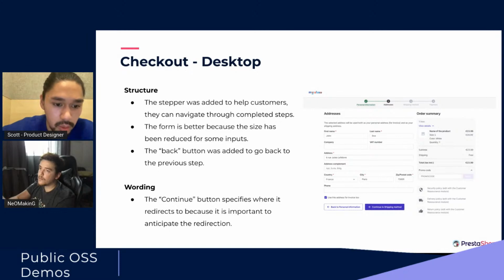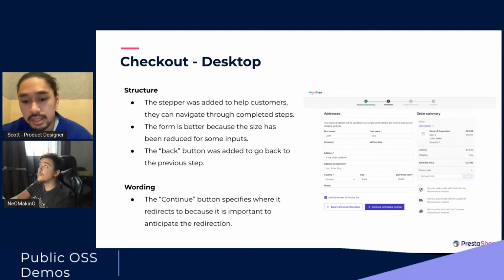And also we changed the wording because currently we had just the wording continue on the button, but it wasn't really explicit. So it's important for users and customers to understand where they will be redirected if they click on the button. So now the wording is continue to shipping method. So it really says where the user will be headed. And of course, same for the back button.